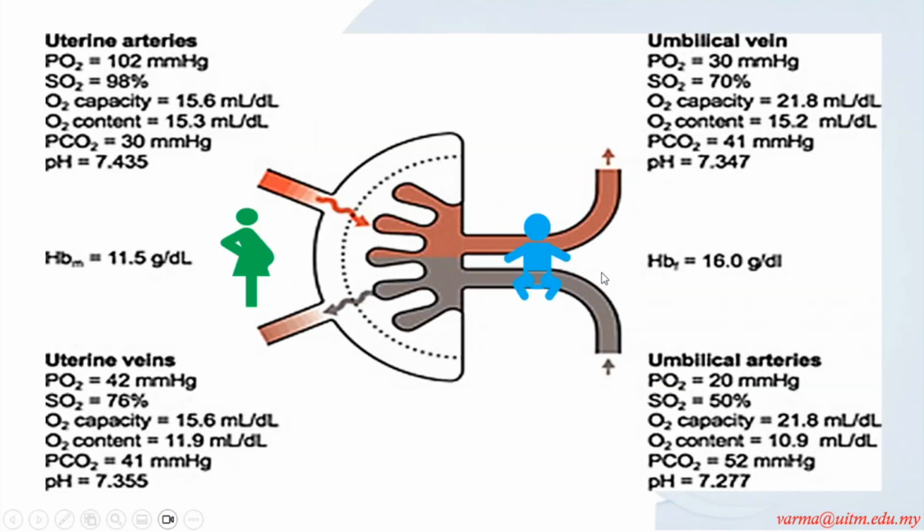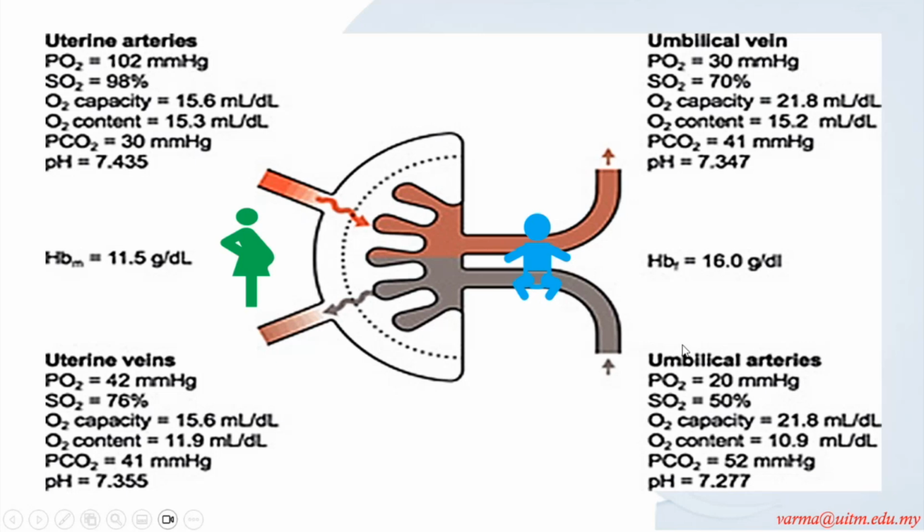Next, this is another picture which shows full detail about the partial pressure of oxygen, PCO2, the pH and everything. You can see this is your maternal side, this is your fetal side. You can see the maternal side is more alkalotic, the fetal side is more acidotic, and you have to know about the P50 of your fetal circulation and maternal circulation.